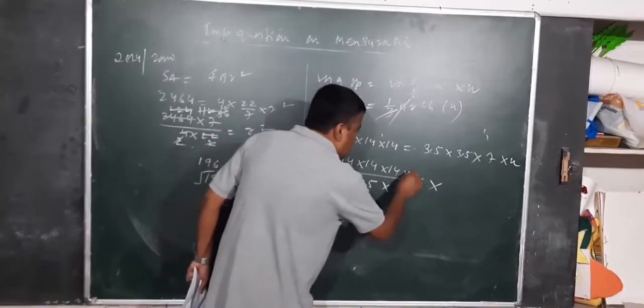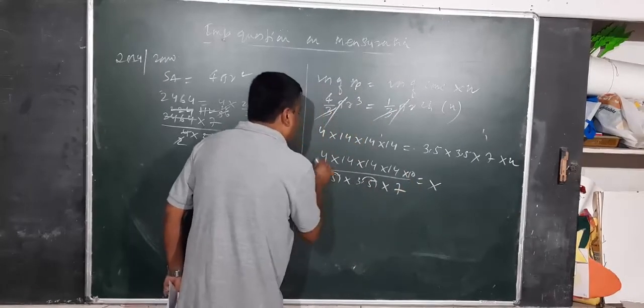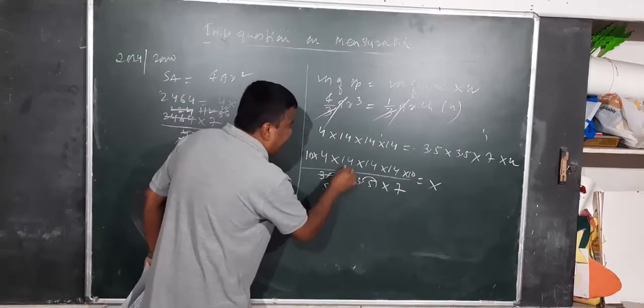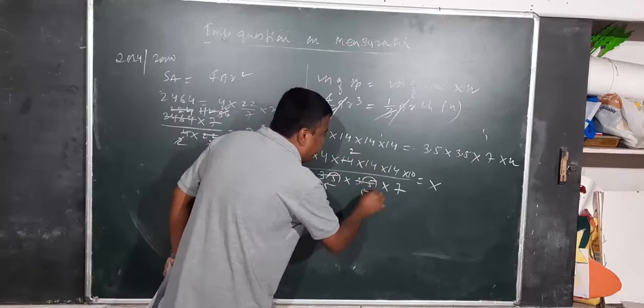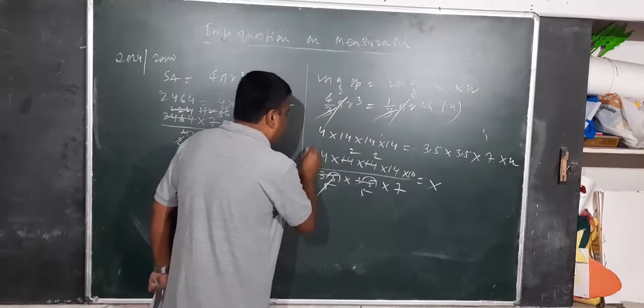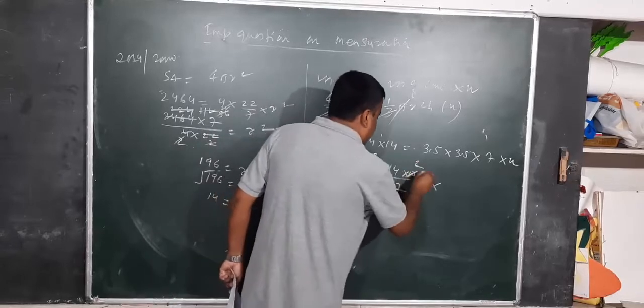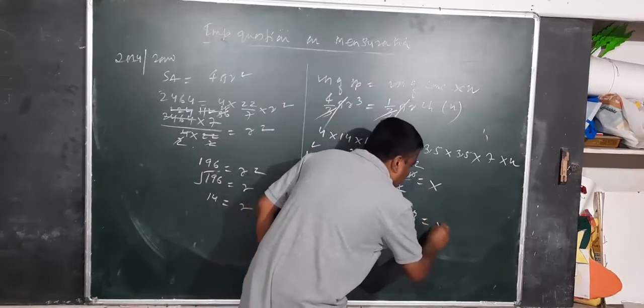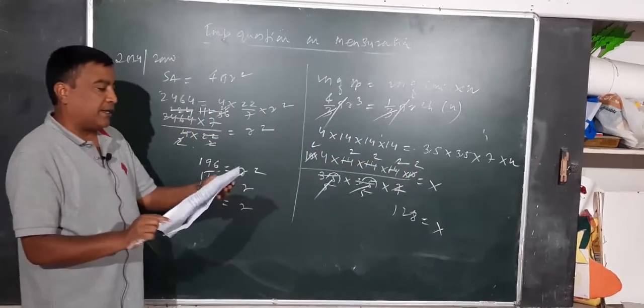Remove this, 1 0. Again remove this, you can write anywhere into 10. Now calculate this. 7 5s, 7 2s, 7 5s, 7 2s. Again 5 2s, 5 2s, 7 2s. Multiply everything, you will get 128 equals x.